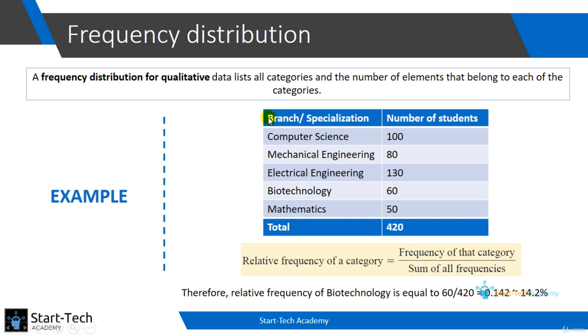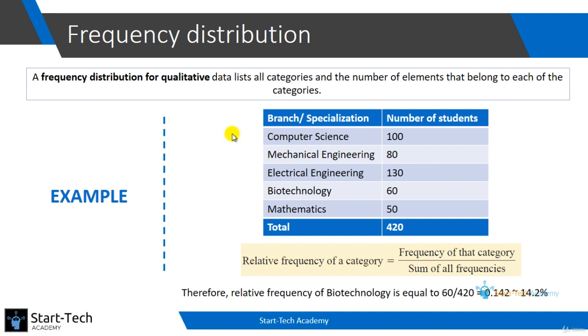When we have categories like this, that is, the categories are discrete, we have 5 different branches, and to each branch we can clearly assign the students. This is called qualitative data or categorical data, and this type of distribution is called a frequency distribution for qualitative data.